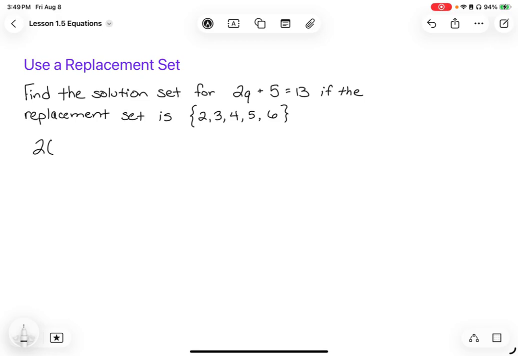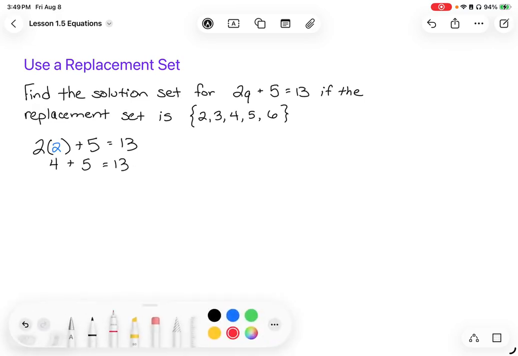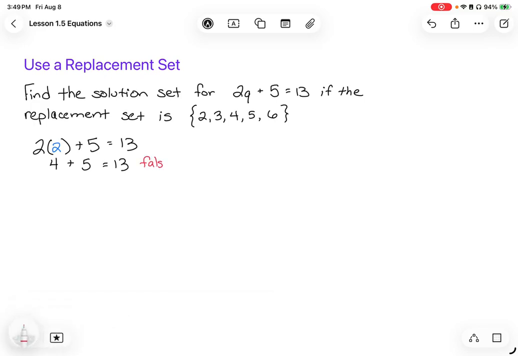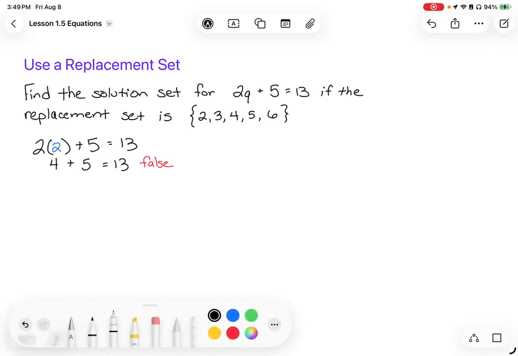So instead of 2q, let's do 2 times 2 plus 5. If I do 2 times 2 plus 5, do I get 13 as the answer? In this case, it's no, because 2 times 2 is 4, and 4 plus 5 is not 13. So this creates what is called a false statement. What that means is that 2 is not in the solution set of this equation. Okay, so let's try the next one.